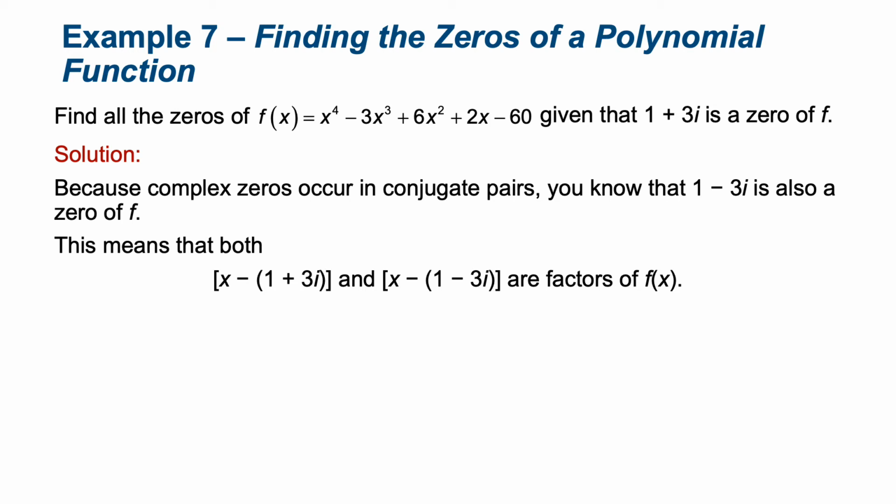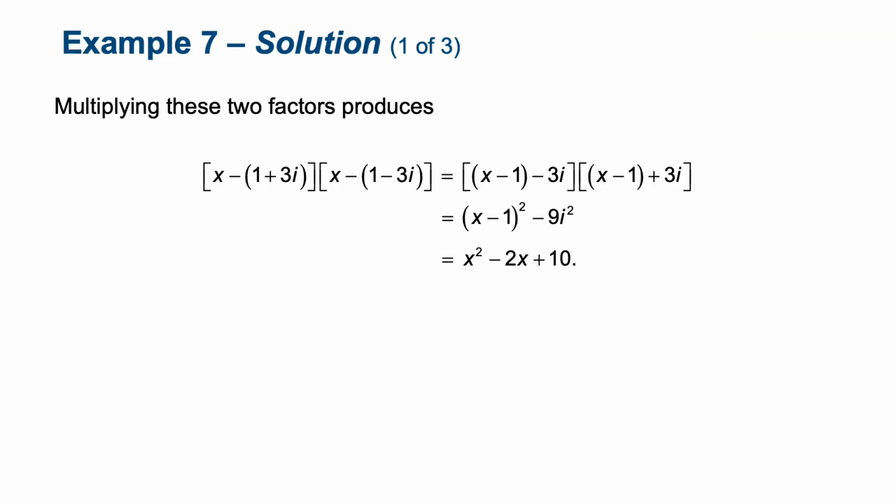Okay, so what does that mean? That means that x minus, in parentheses, 1 plus 3i, and x minus, in parentheses, 1 minus 3i, are factors of f. So let's multiply these two together and see what we get. You can do this a couple of ways. You can rewrite this problem by using regrouping. You can rewrite this as x minus 1 in parentheses minus 3i, and x minus 1 plus 3i. So this is actually just a difference of squares, yeah? Because you have something minus something, and then that same first term plus the second term, right? So a minus b, a plus b.